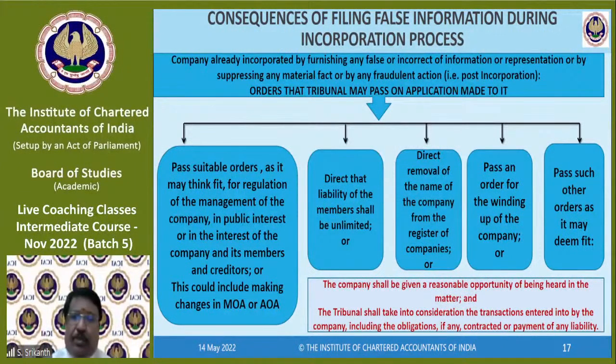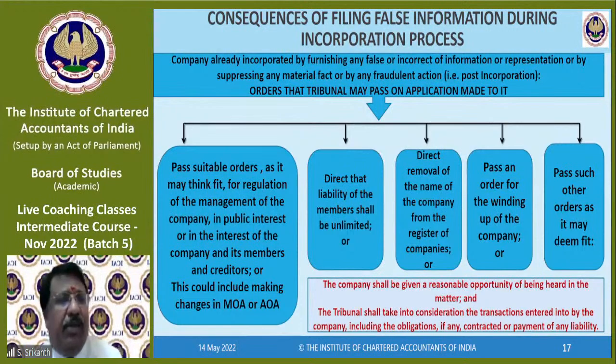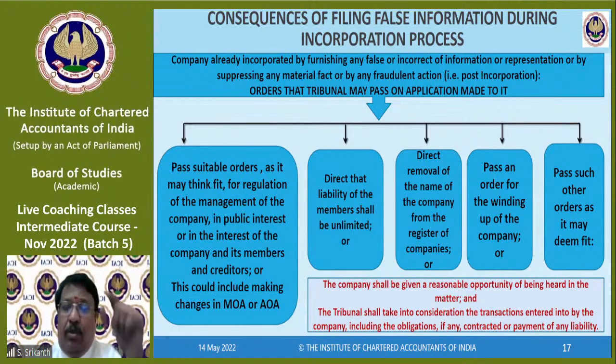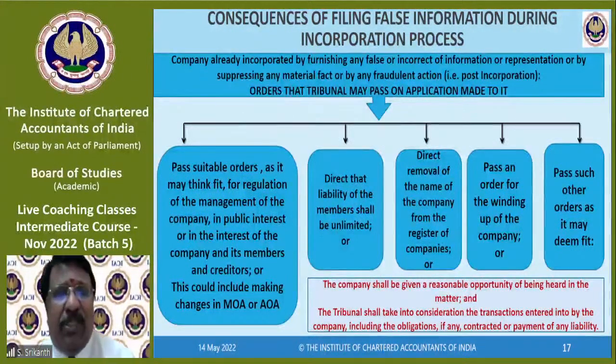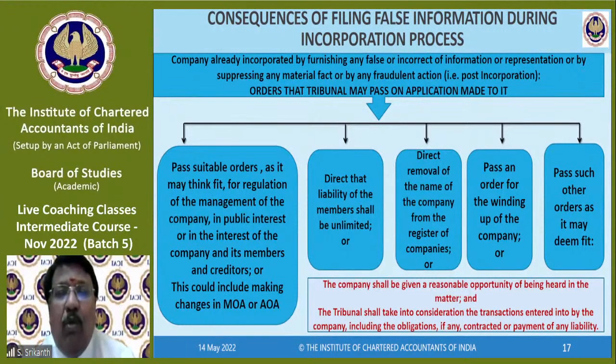See, think about it. The company has been incorporated by giving false or incorrect information. Now, such a company should not be allowed to exist, right? Why can't the tribunal simply wind up or dissolve that company? No, because it has come through a process of law. The ROC cannot simply say the incorporation certificate is not valid, tear it and throw it. No. Once the certificate of incorporation is issued, a company has come into existence.